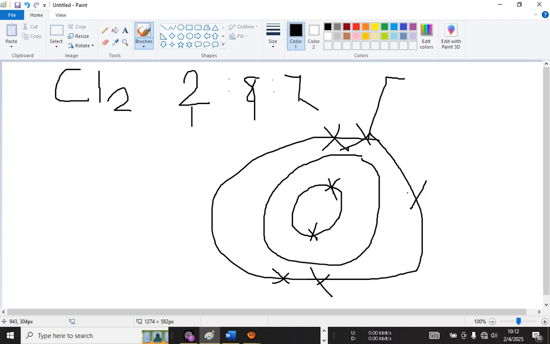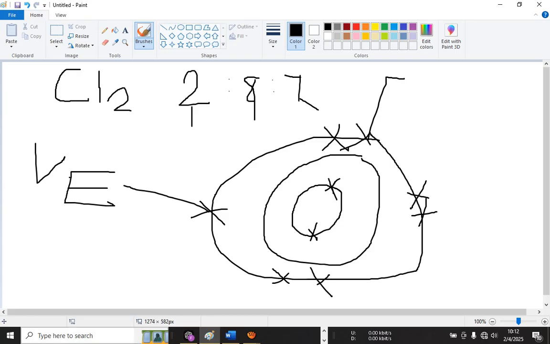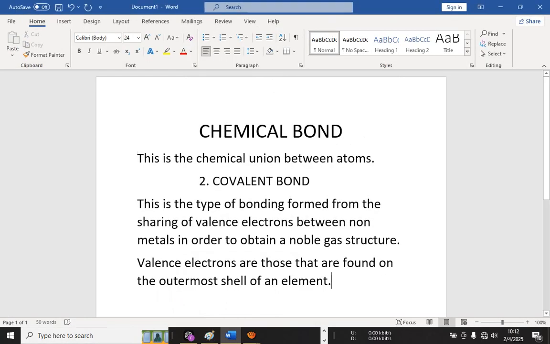Those are the valence electrons, VE. So I think you have understood what I mean when I say valence electrons. They are the electrons located in the outermost shell of the structure of an element.